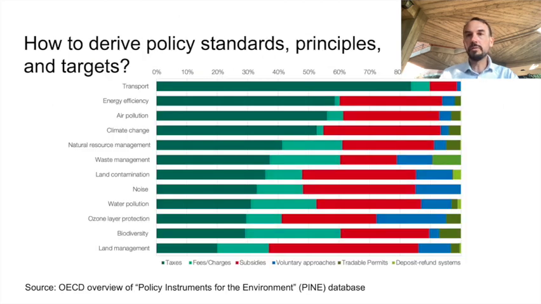The question is how to derive policy standards, principles, and targets, and should they be blanketed for regions or nations, or should they be tailored to specific needs? And if so, how can we do this driven by data? Urban policy leads to governance instruments in the form of policy standards, principles, and targets, and they need to be adopted and implemented as well.